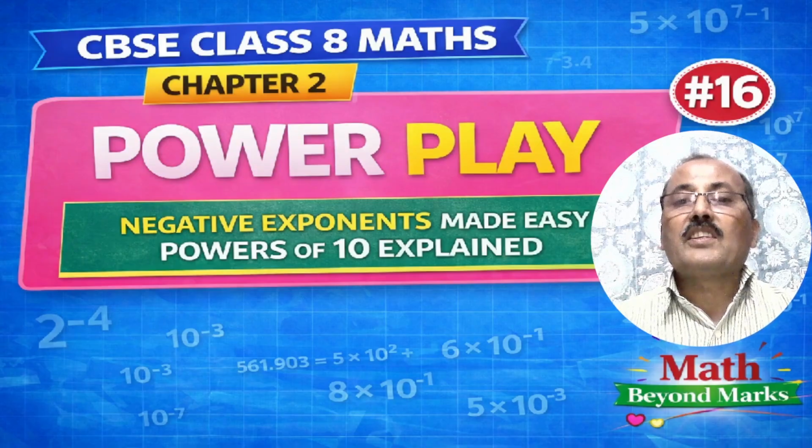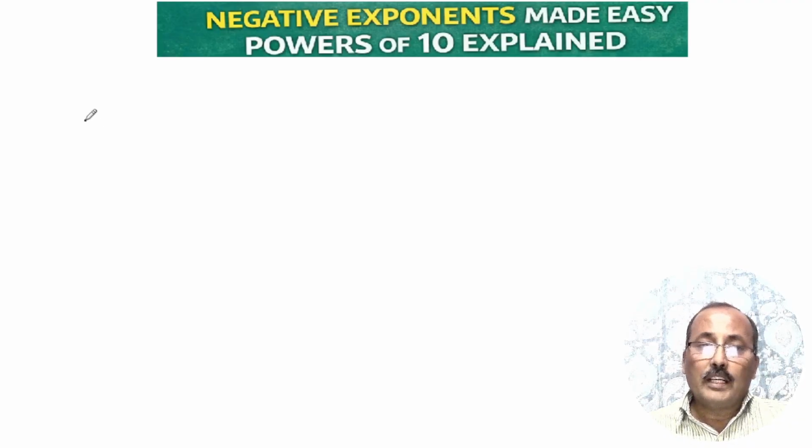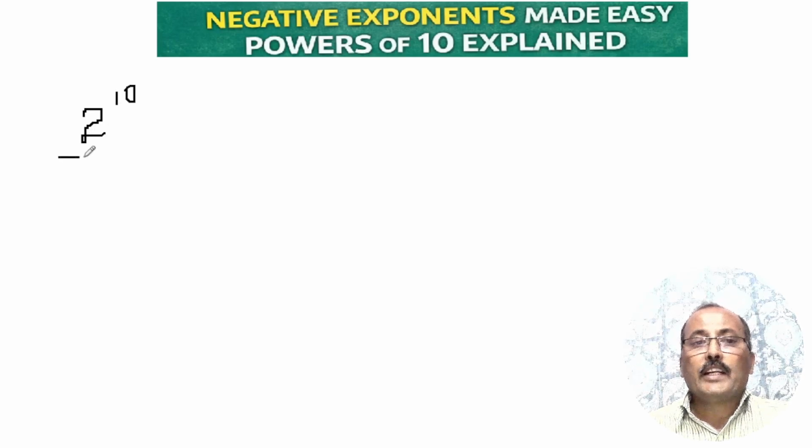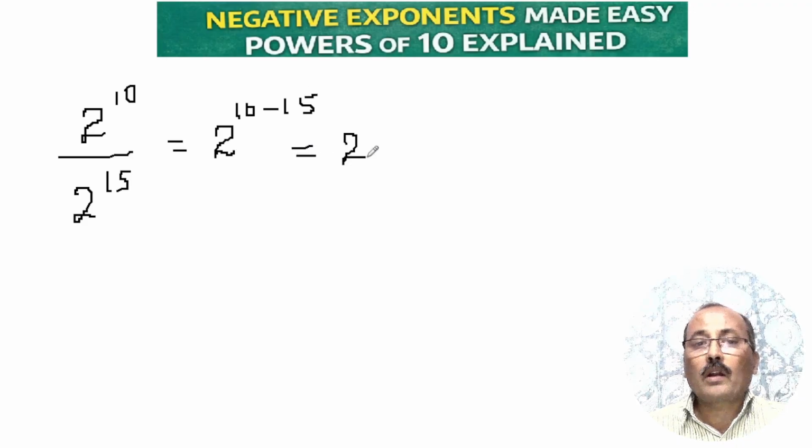Let me start teaching using the board. I am going to explain negative exponents, and how negative exponents arise. Now, let us see this example: 2 power 10 divided by 2 power 15. According to the formula, what will happen? 2 to the power of 10 minus 15, which becomes 2 to the power of minus 5. Yes, we are getting a negative exponent. But this is not in the standard form.